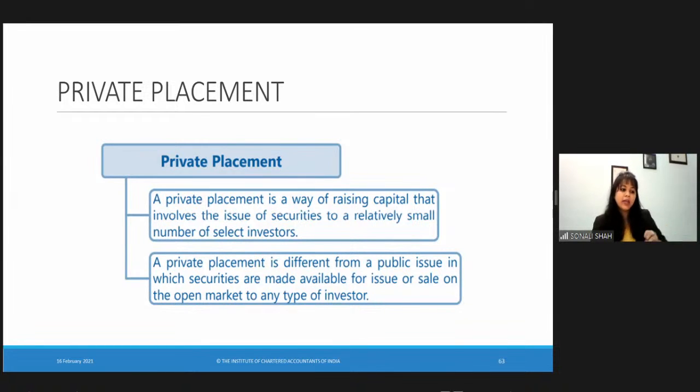So can anybody tell me what is the meaning of private placement, or what do you understand by the term private placement? Answers? People, I'm waiting. What do you understand by private placement? So private placement is another very important topic that we get to see in the examination, and it is another one of the favorite areas of the examiner.